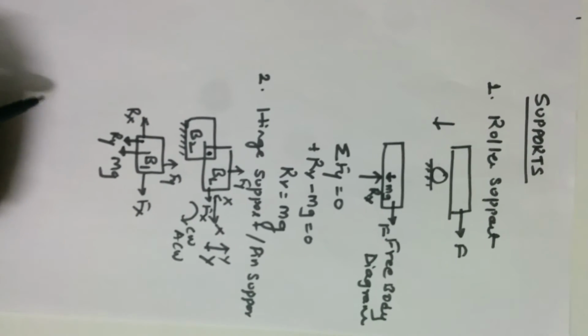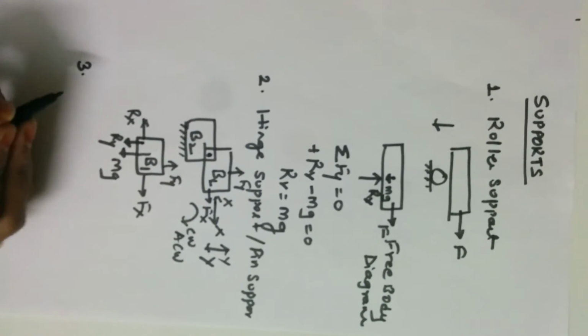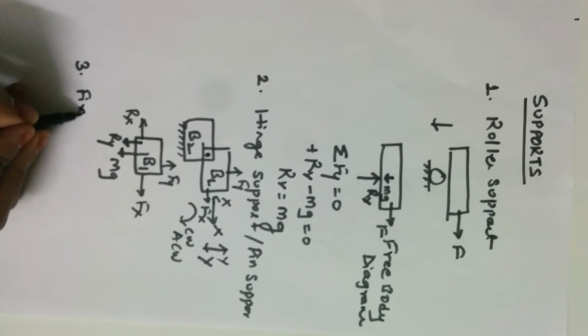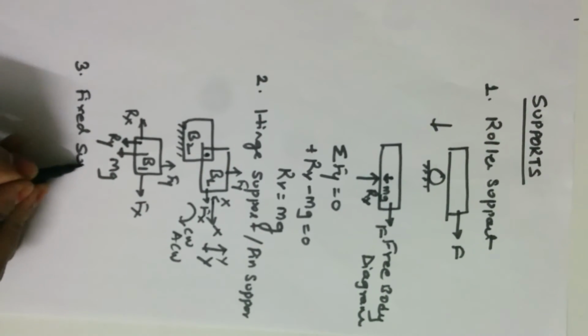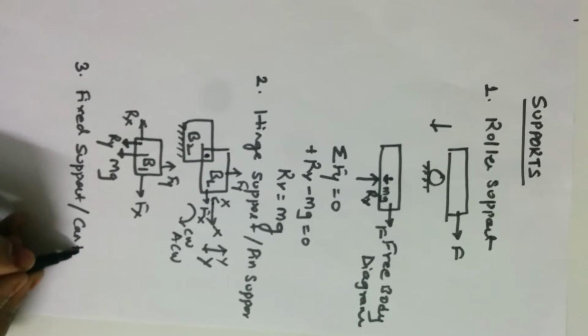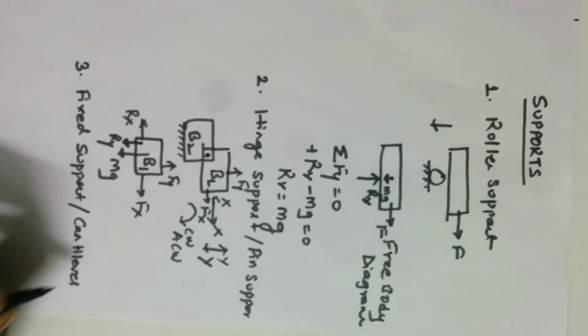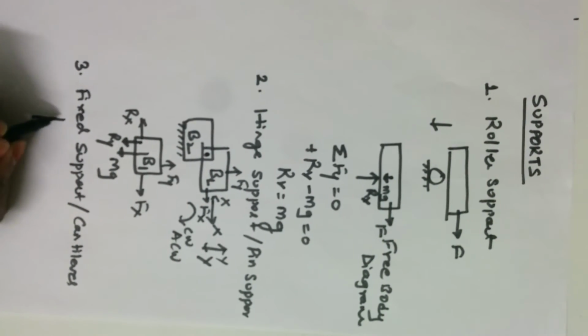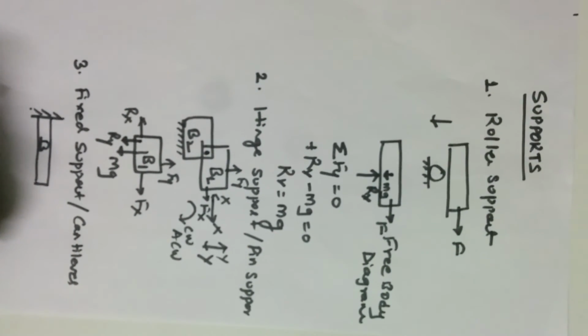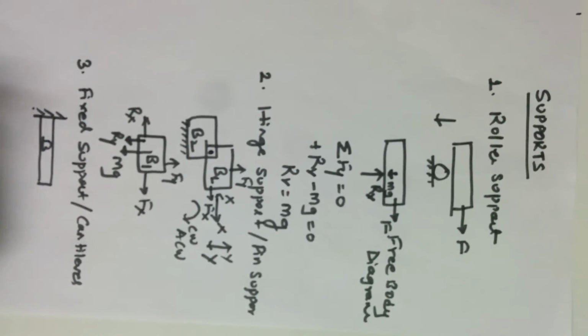Now, let us understand the third type of support, which we call fixed support. A fixed support is also called cantilever support. Now, what is a fixed support? You can see here the body is fixed to this wall, and this type of support is called fixed support.